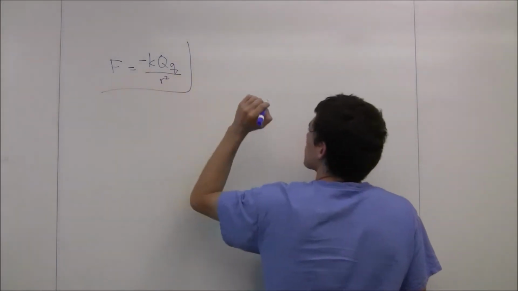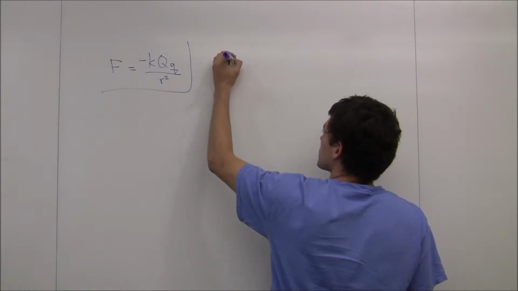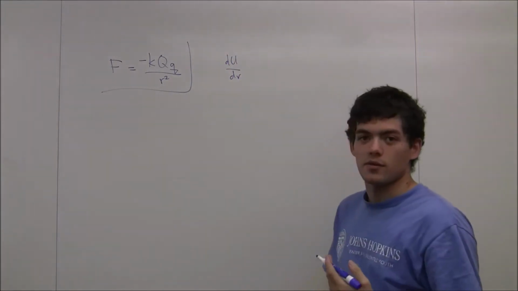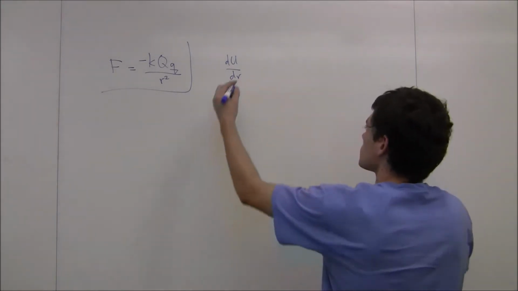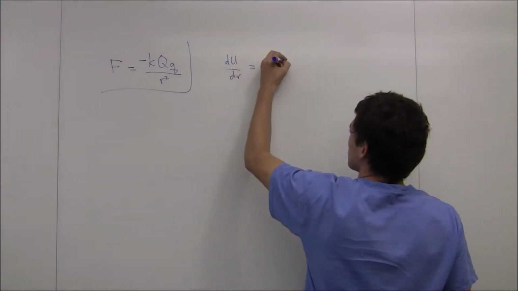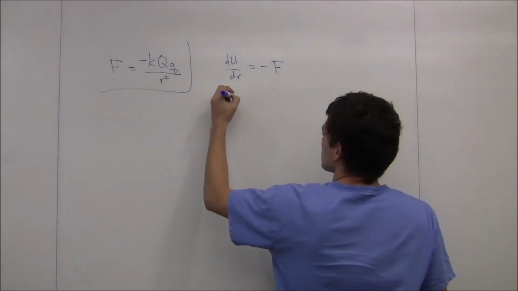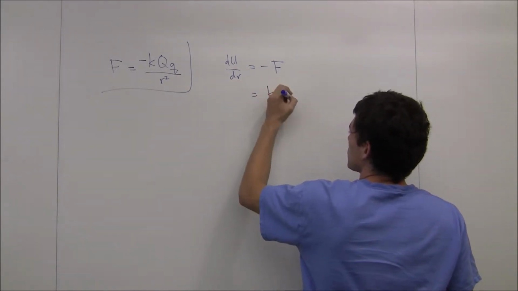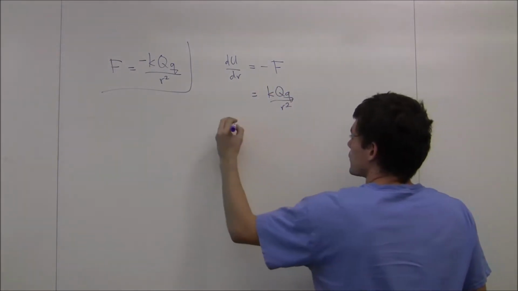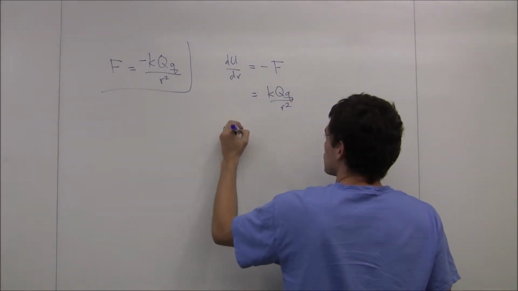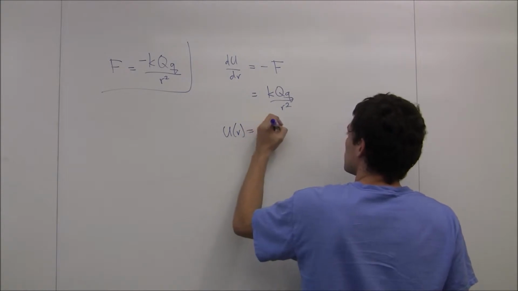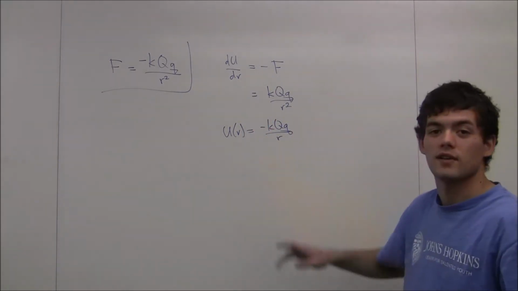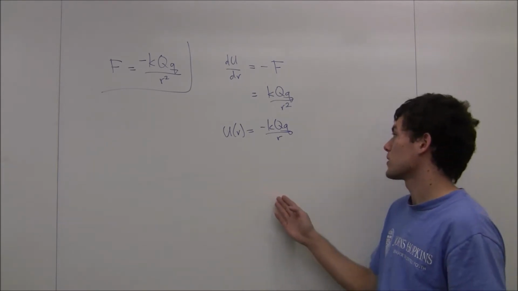Now in order to do this, we have to remember that for any valid potential energy function, dU/dr, the derivative of the potential energy with respect to r, this distance, is just going to be minus F. So in this case, we get dU/dr is equal to positive kQq over r squared, which means that all we have to do is take U of r equal to minus kQq over r, which has this derivative, and we have a valid potential energy function between them.